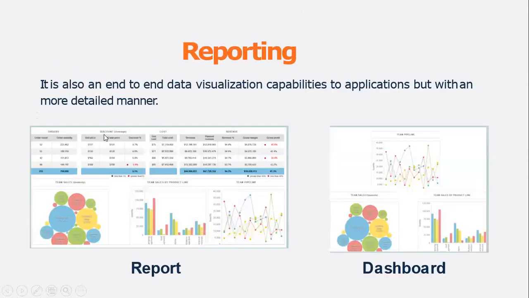But in reporting, with end-to-end visualization in a detailed way, each graph will be explained with a story, some sentences. Here you can see I have written something. This is a report. This is a dashboard. In the report, you will find a lot of information about a particular graph. In the dashboard, you just understand what that graph is telling. In the report, you understand more about the dashboard.